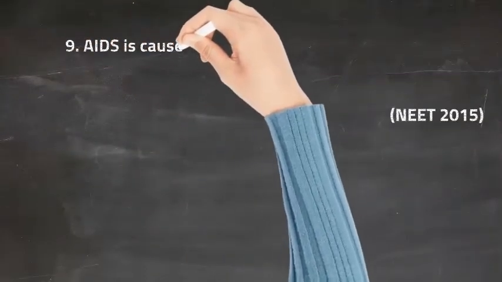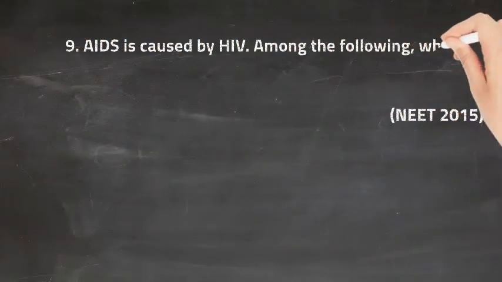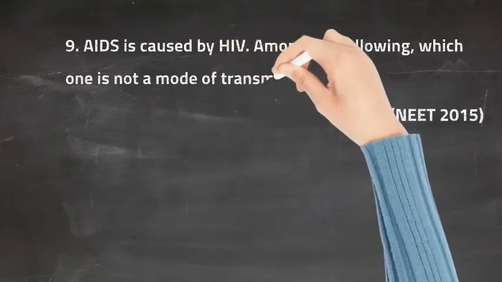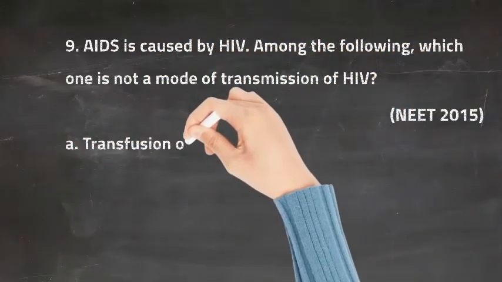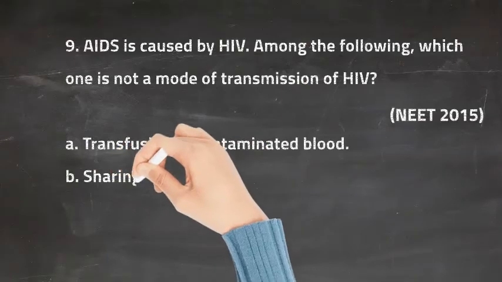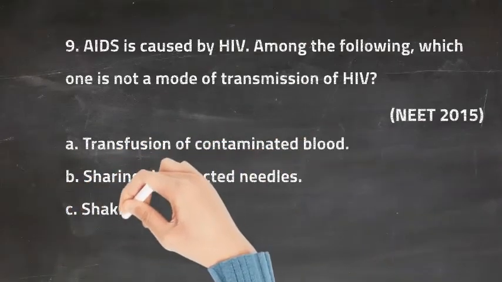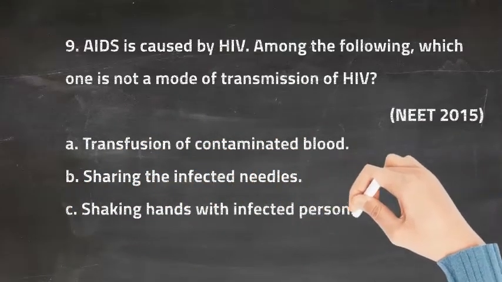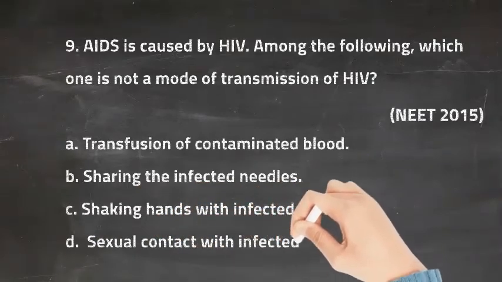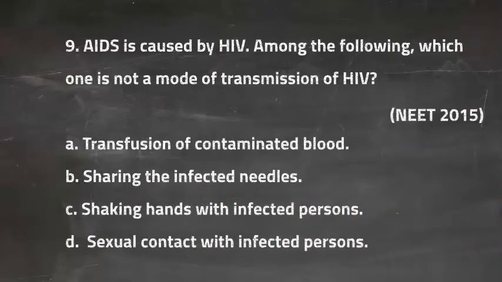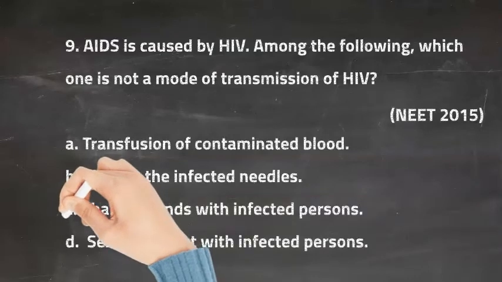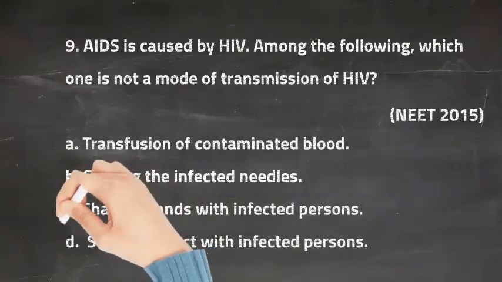Question 9th. AIDS is caused by HIV. Among the following, which one is not a mode of transmission of HIV? Option A is transfusion of contaminated blood. Option B, sharing the infected needles. Option C, shaking hands with infected person. And option D, sexual contact with infected person. The right answer for this question is option C, that is shaking hands with infected person.